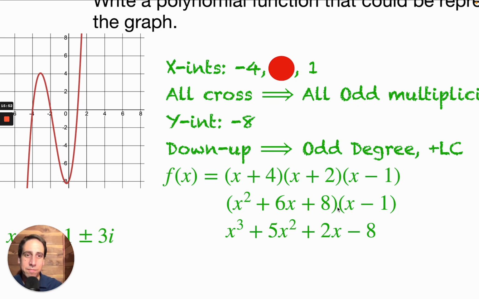Y-intercept is negative 8. Yeah, right here, from this minus 8 term. And then positive leading coefficient. Yep, we're good there. So I think everything is good. If, let's say for whatever reason, we did the multiplication and got negative 4 and we expected negative 8, then you could put a 2 out in front, multiply the entire thing by 2, and that would adjust the y-intercept.